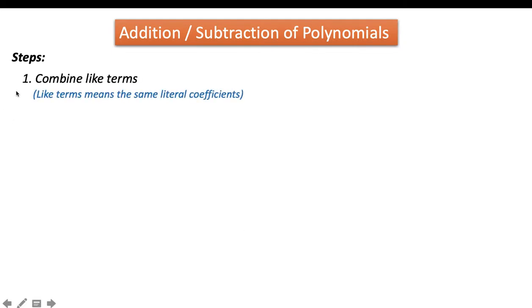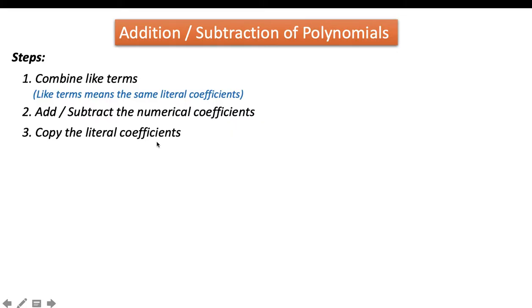In adding or subtracting polynomials, we will just follow these three simple steps. Step 1. Combine like terms. When we say like terms, it means they have the same literal coefficients. Step 2. Add or subtract the numerical coefficients. Then step 3. Copy the literal coefficients.